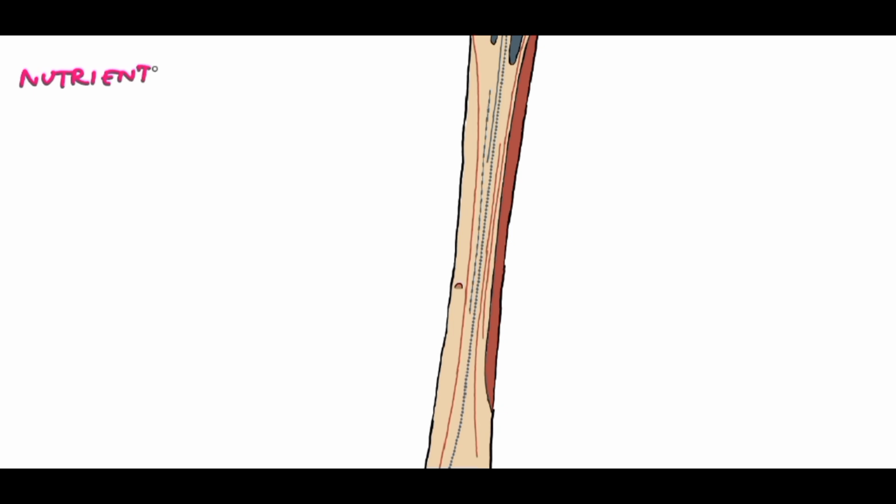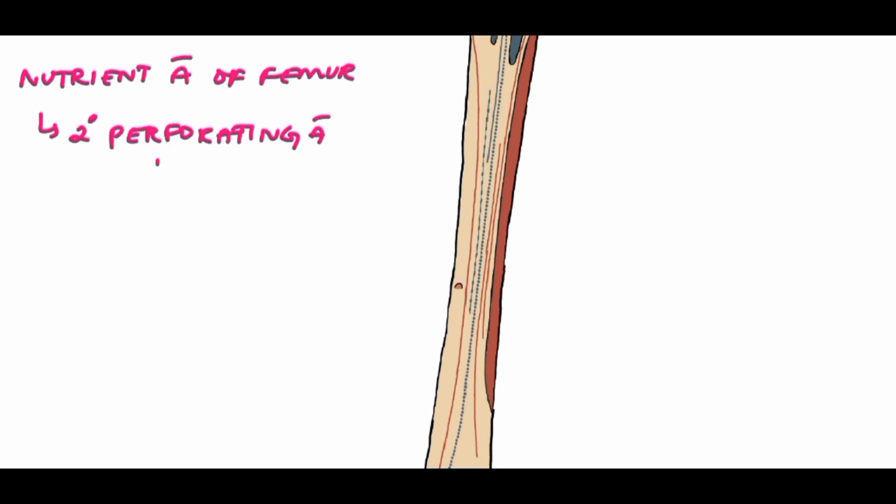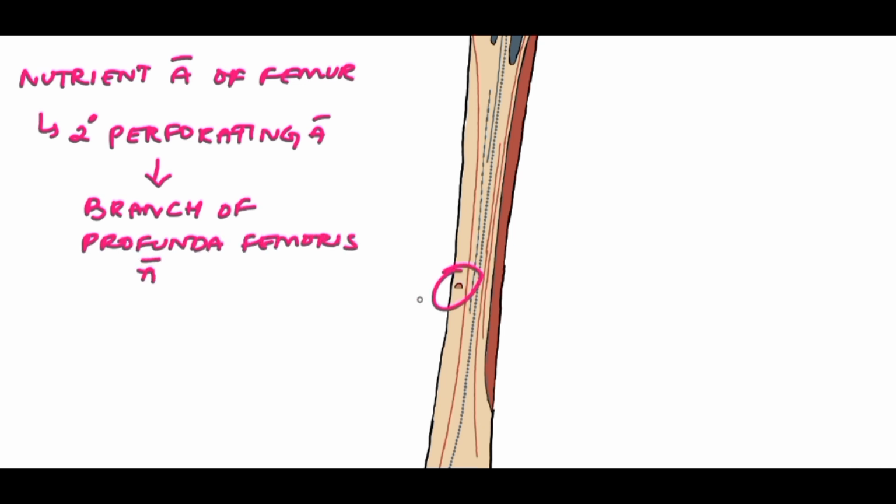Nutrient artery to the femur is derived from the second perforating artery, which is a branch of the profunda femoris artery. Nutrient foramen is located on the medial side of the linea aspera and directed upwards.